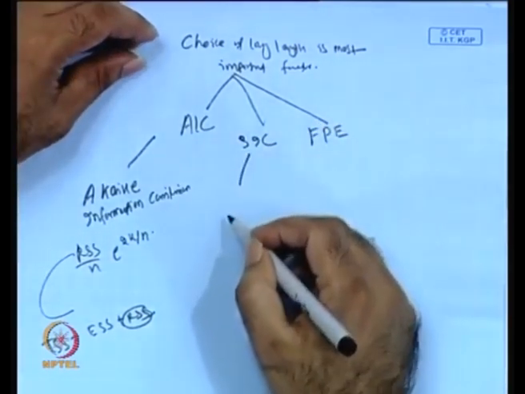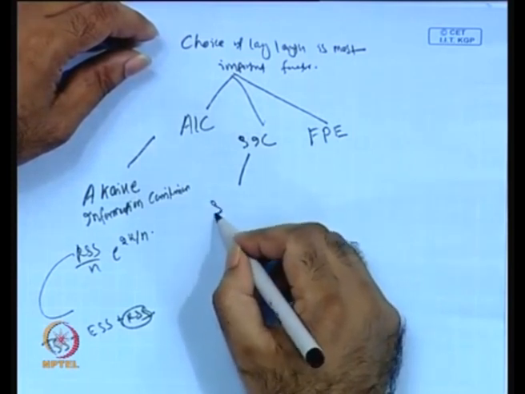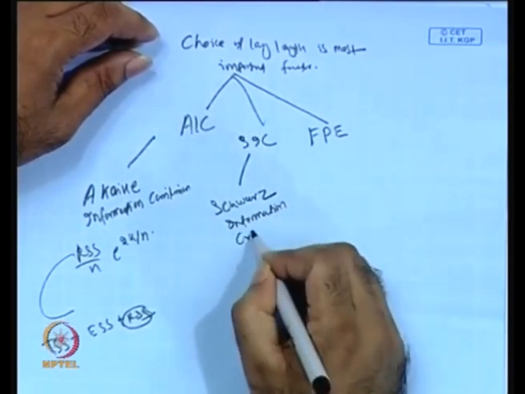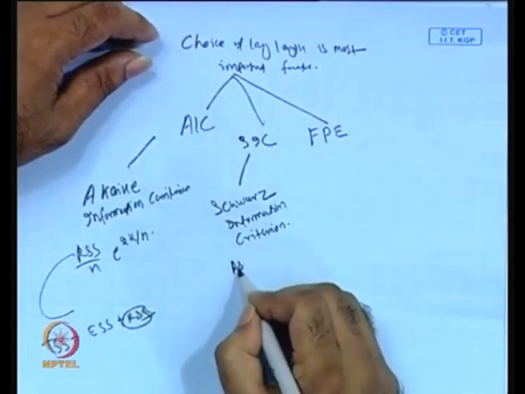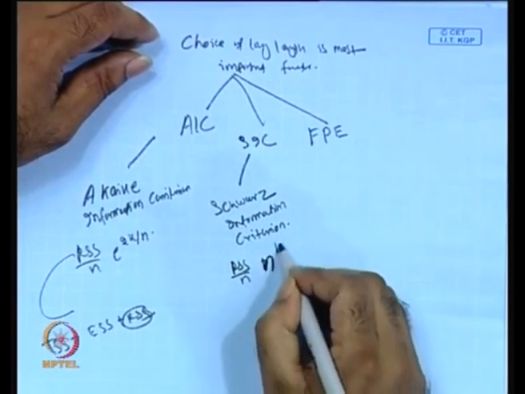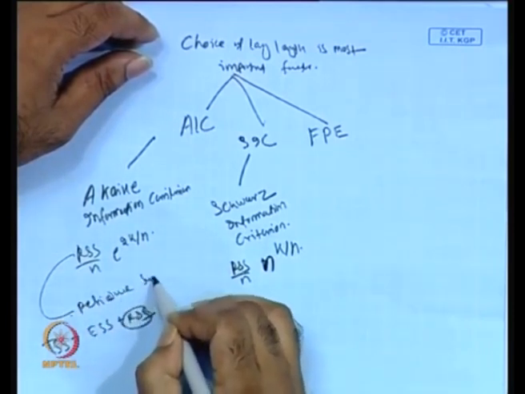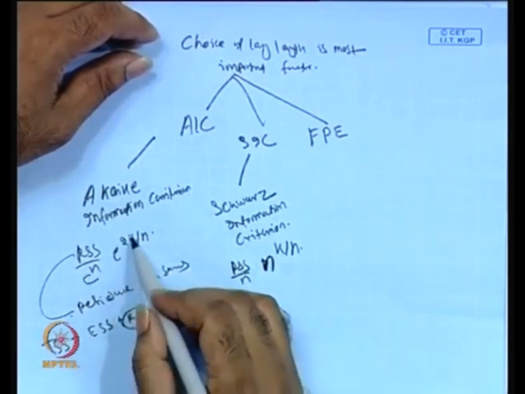Another statistic is called the Schwarz information criterion. This is RSS by n, n to the power k by n. Here RSS represents residual sum of squares, n equals the total number of observations, and k represents the number of variables in the system. For instance, if the lag length is 1, then there are 2 variables in the system. If lag length is 2, then there are 3 variables in the system: y_t, y_t-1, y_t-2. Similarly, if lag length is 3, then there are 4 variables in the system. This is how you find the k value.